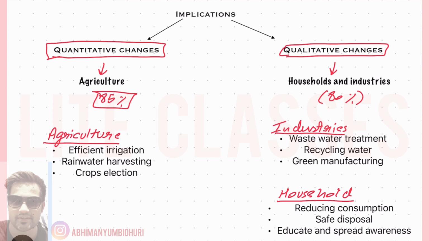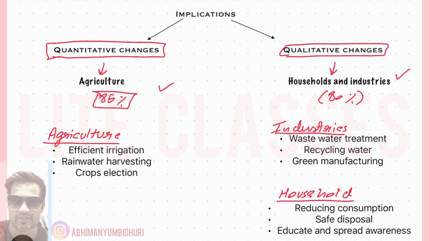This means agriculture is causing major quantitative changes in our water resources. We are using a lot more water than we used to, primarily for irrigation and farming. On the other hand, it is our industries and households that lead to major qualitative changes. This means the quality of the water we have is declining due to pollution and waste.